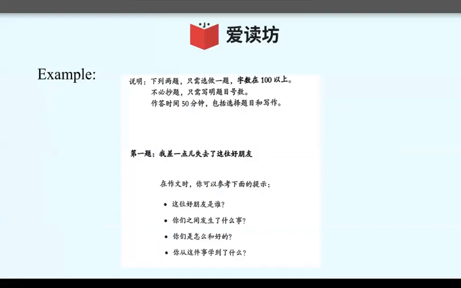Here is an example of a title-based composition. I nearly lost my friend. 我差点失去了这位好朋友。Students can follow the tips to set up their mind map. Like 这位好朋友是谁？Who is this friend? And 你们之间发生了什么事？What had happened between you and your friend? And students can follow the tips to set up their mind map using these four tips and make sure they write down the number of the question.